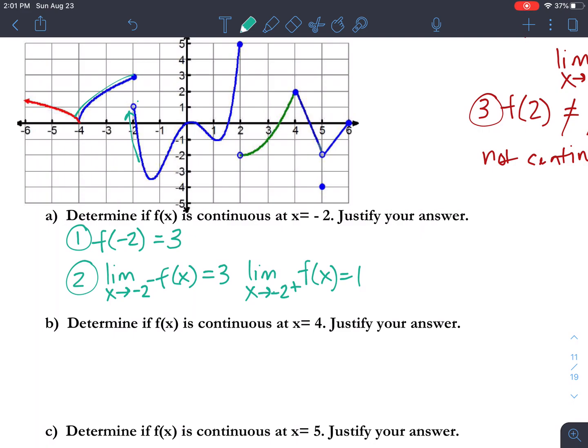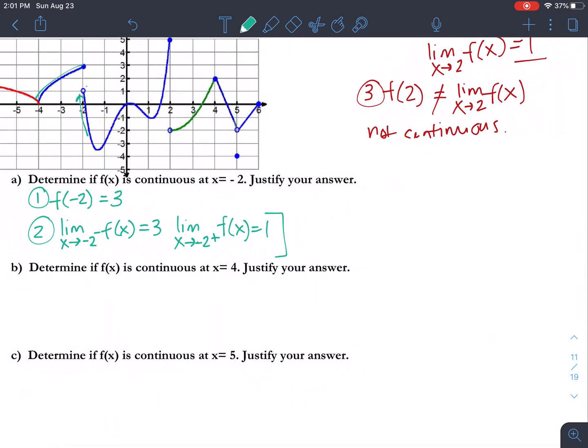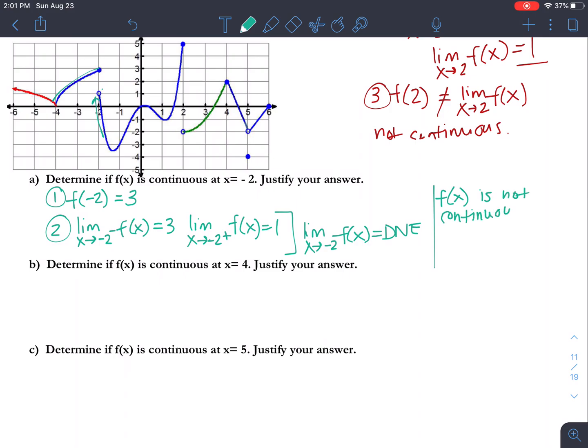Okay, so remember that little post-it up there. It said if any of these steps don't exist, then we know it's not continuous. So we don't even have to go to step 3, because at this point we see that the limit as x approaches -2 of f of x does not exist, which means one of our steps doesn't exist. Therefore, to justify, we showed our work and we said f of x is not continuous at x equals -2 since the limit didn't exist. So there's your justification.